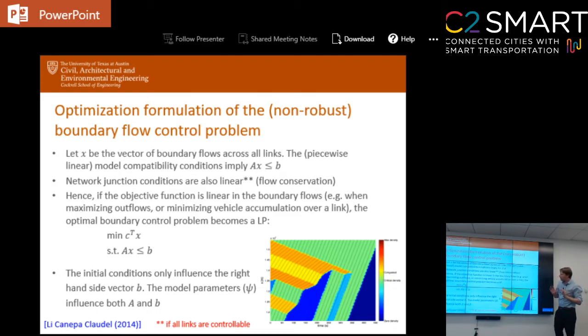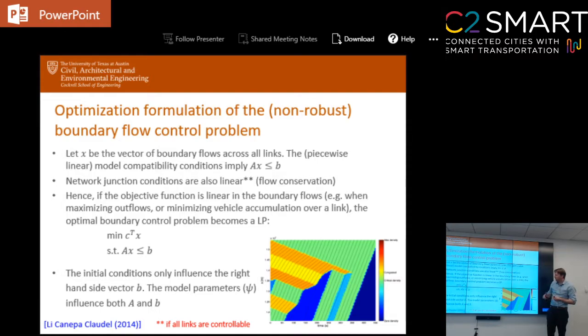The difficulty though is that it's an LP only if you assume that all junctions are controlled. If you assume that every single link is controllable, you get an LP. If you don't assume that some links are controllable, then you will have to use integer constraints to encode that, because you will have some flow conditions that will come into play, and you will have to define Boolean variables from them to maximize the flow.